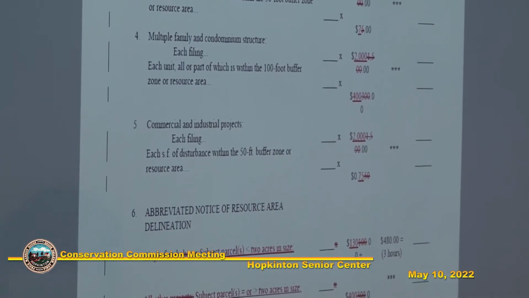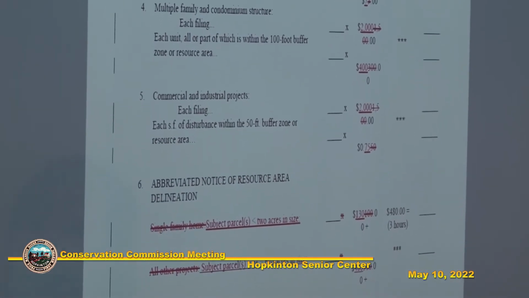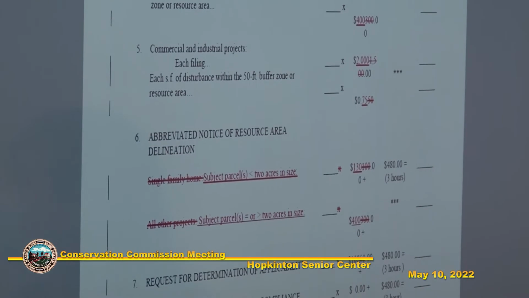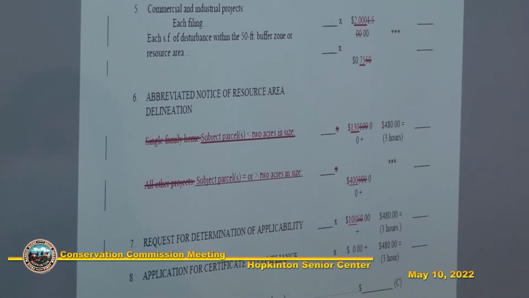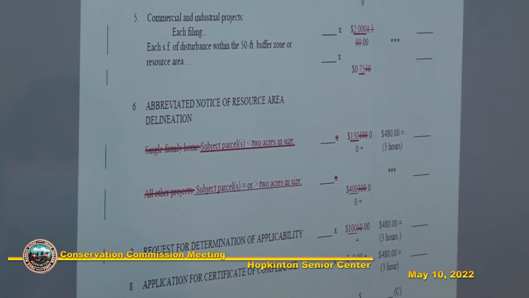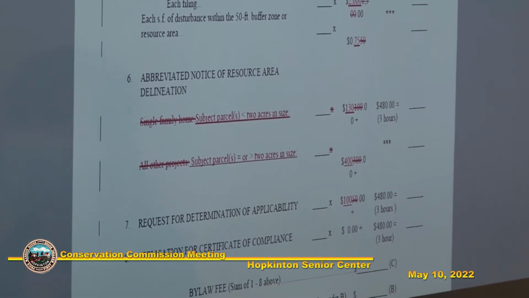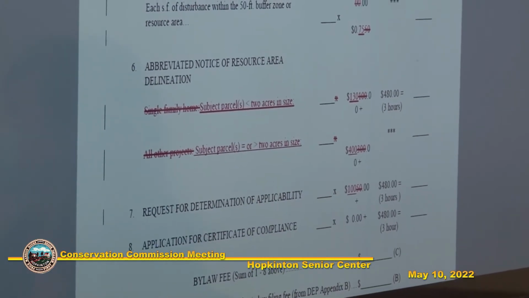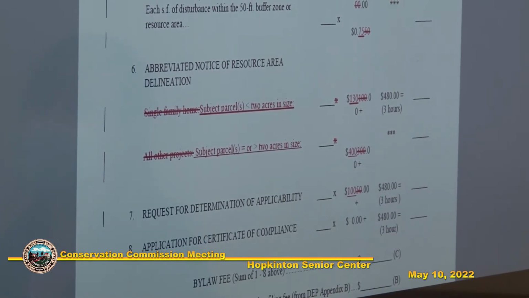The other area where I made a bigger change is under abbreviated notice of resource area delineations. Previously, the commission was charging based on a two-tiered system, with the first tier being a single-family home and the second tier being all other projects. I am proposing to change this to a system based on the size of the parcel, because an ANRAD is filed without a project objective, and the applicant's not required to tell the commission what their project is with an ANRAD, so it didn't really make a lot of sense.